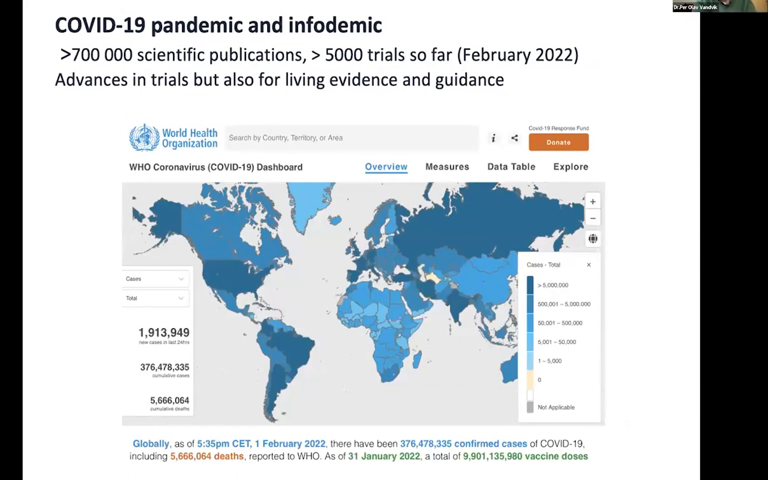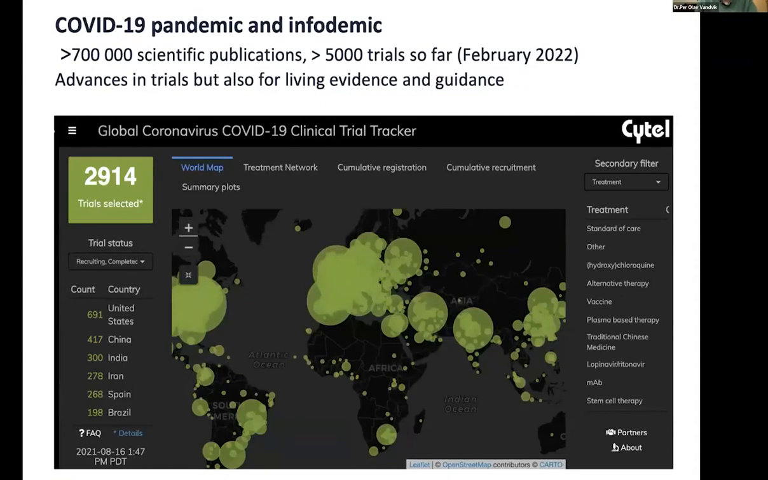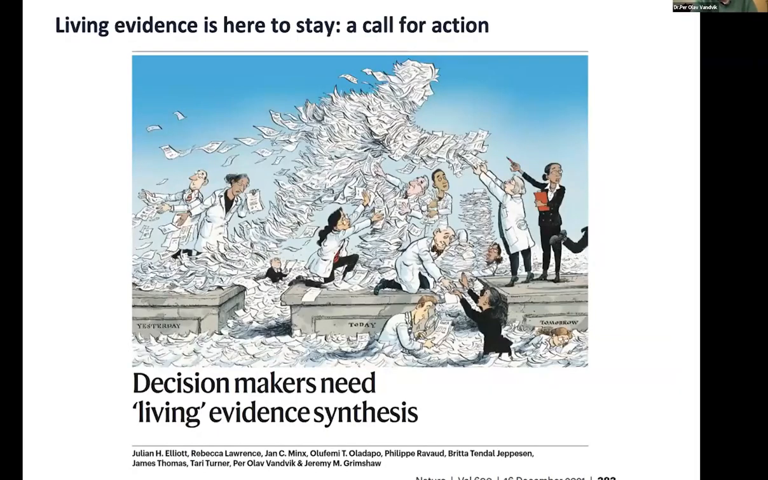Then came the COVID-19 pandemic, already alluded to several times in the first hour of this conference. In February, more than 700,000 publications, more than 5,000 trials, just in the area of therapeutics that we have been working on. But again, some great advances. So all these trials, all this evidence, like also Mike highlighted, how do we deal with this to inform policy and practice? This is a nice cartoon from a paper we published in Nature in December 21. Lots of people here were involved in what has been a true breakthrough for living evidence and guidance. And this shows the big friendly giant taking the papers from the desks of the researchers to the hands of policymakers and clinicians in a very new and very promising way.